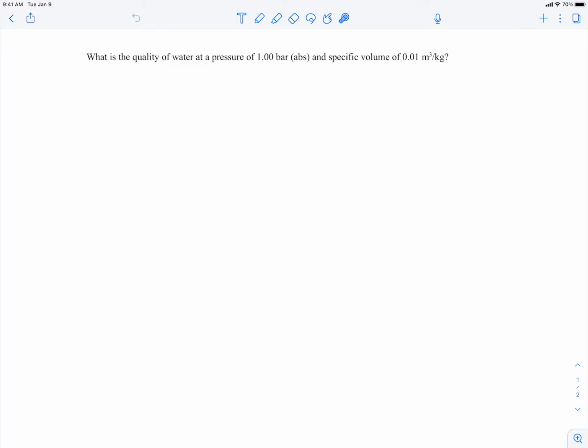So in this example, we're asked to find the quality of water at a pressure of 1 bar and a specific volume of 0.01 cubic meters per kilogram. Since we're asked to find the quality of the water, that means we're in a saturated liquid vapor mixture state. So I'm going to look at the saturated liquid vapor mixture table for water, organized based on pressure, since I'm given that the pressure is 1 bar, and get the specific volume in the saturated liquid state and the saturated vapor state, and use that information along with this specific volume to calculate the quality.